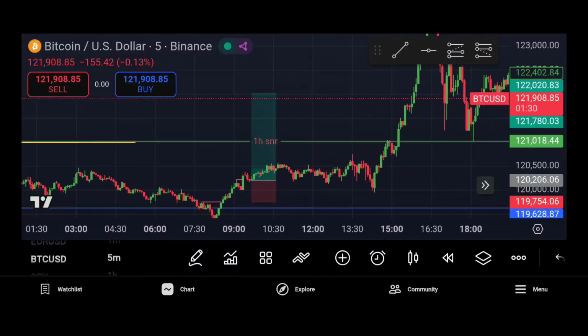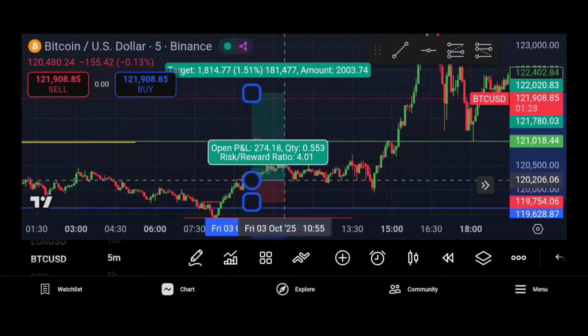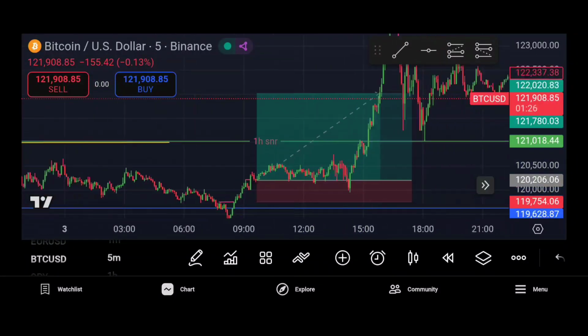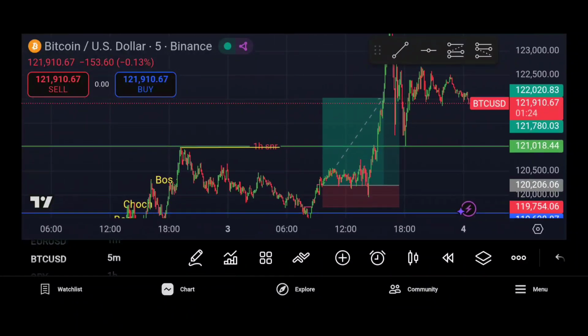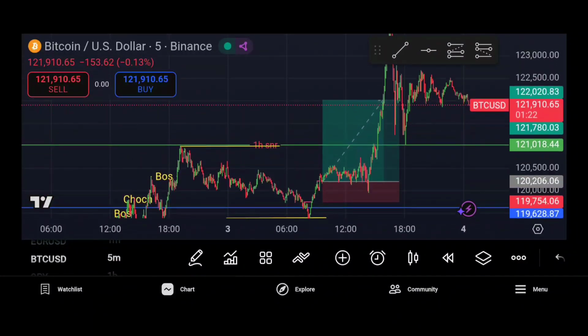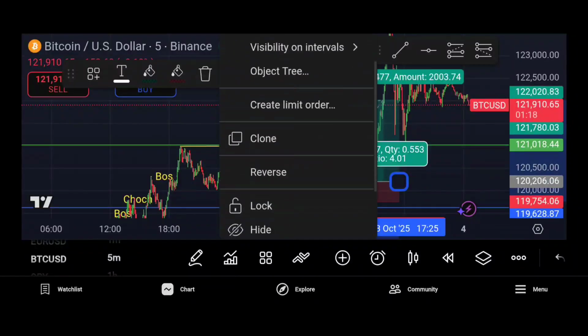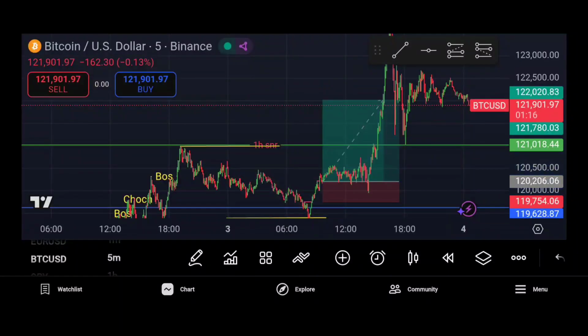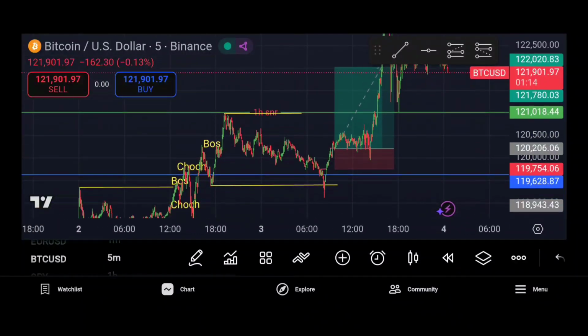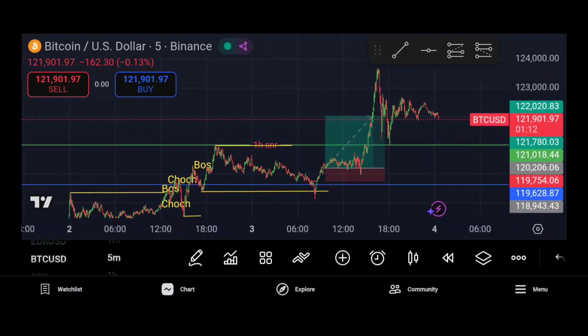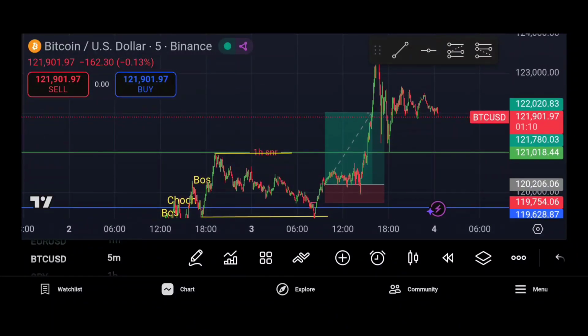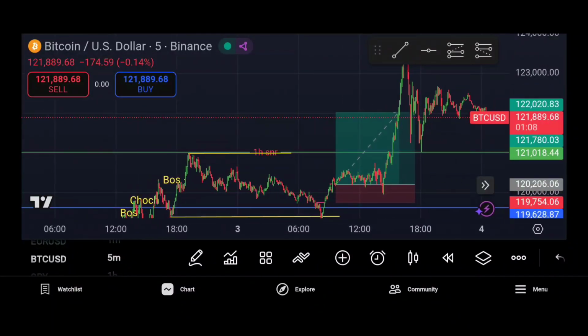So I enter my trade. I set my risk to reward ratio. I make sure my stop loss is in a good place. In case market stops me out, I know my setup has been invalidated. So sometimes it's always better you set your stop loss below the low. But yes, that's how I make my analysis.